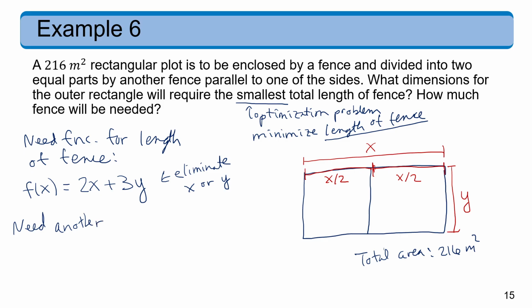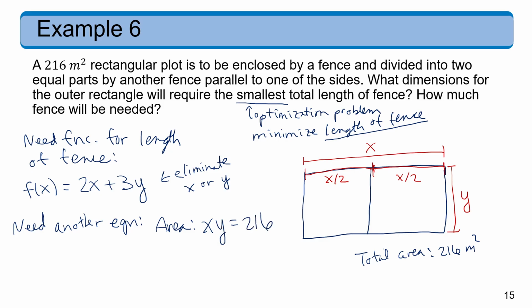So here's where to get your other equation. You can either get it from your figure using some kind of geometric argument, or if there's any information you haven't used yet, you have to use that at some point. And here we haven't used the area being fixed at 216 square meters. So let's express the area restriction here. Since this is a rectangle, it's easy to compute the area. It would be x times y, and so xy has to equal 216.